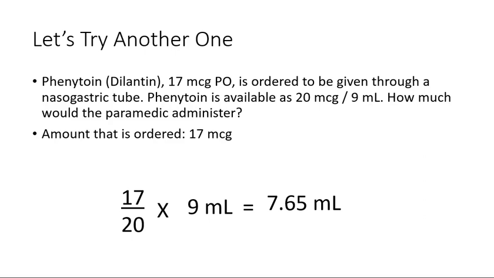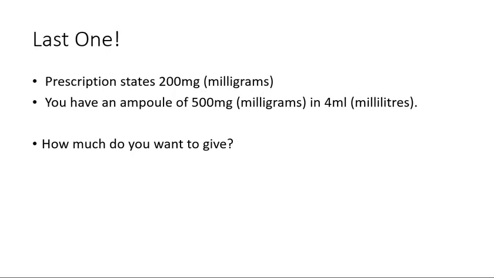Claire, you didn't believe me. Now, do you feel better with what you see here? Yes. Okay, then prove it. Last one. Your prescription says that you're to give 200 milligrams of the medication. You've got an ampule that has 500 milligrams in 4 milliliters. How much do you want to give in milliliters? So don't shout out your number, just do the math. I'll call on you here in just a second.